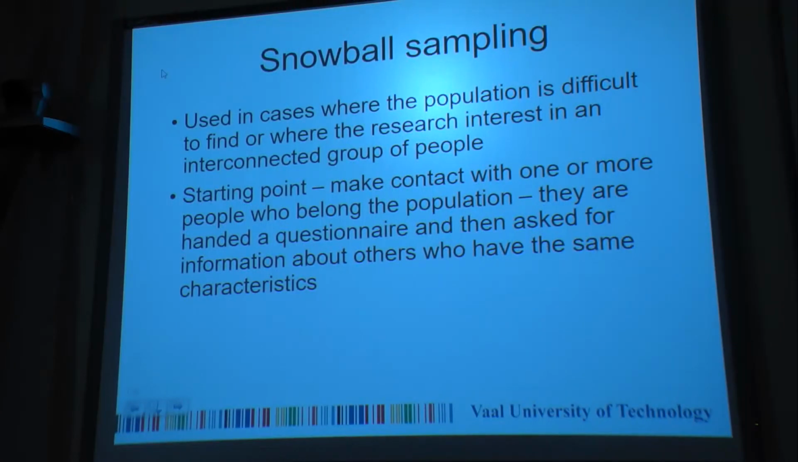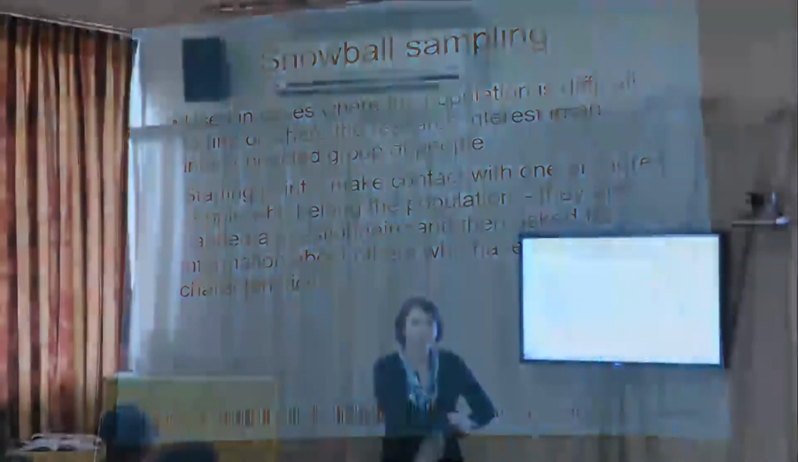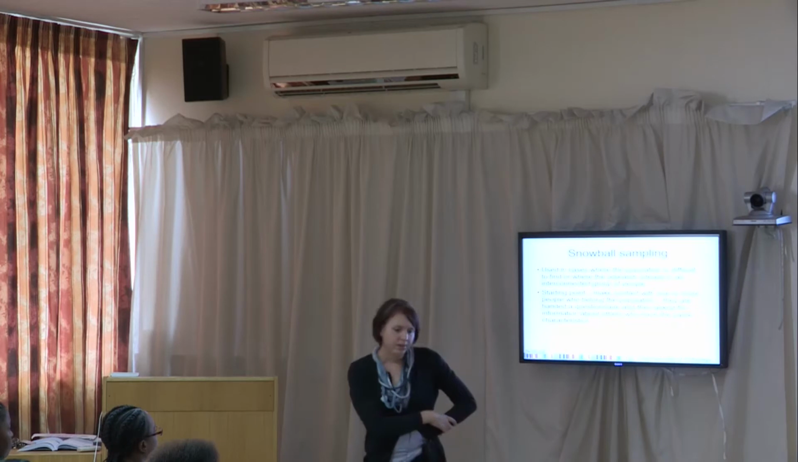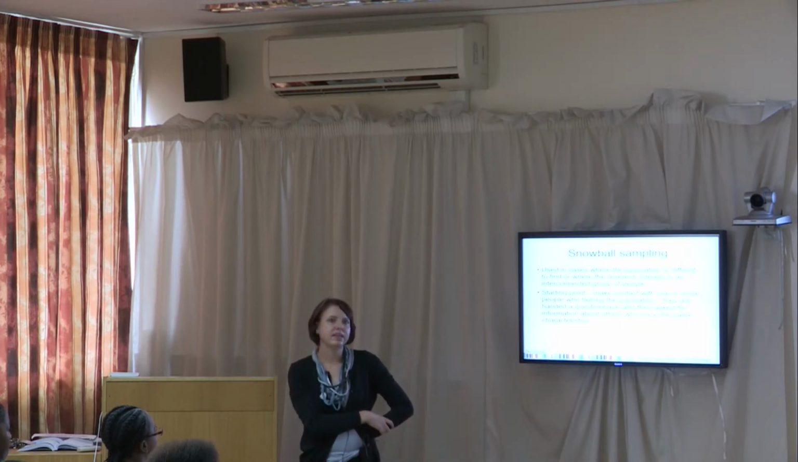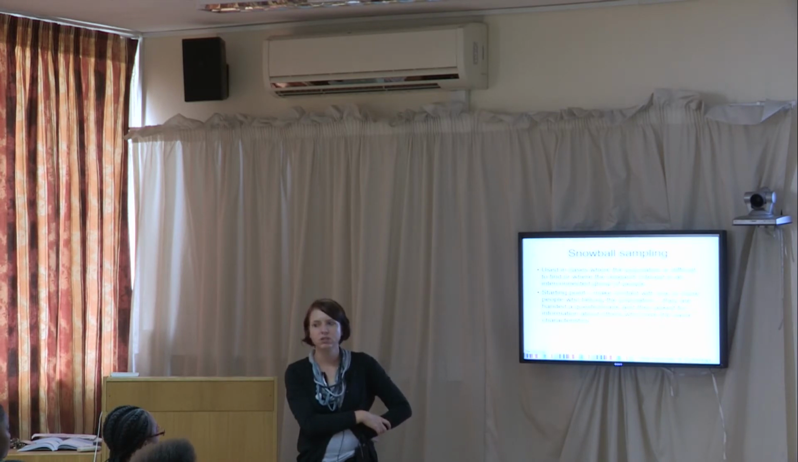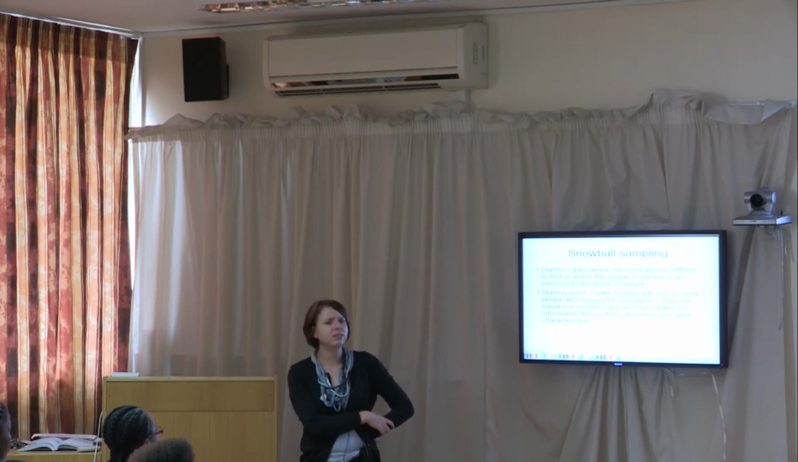It's used in cases where the population is difficult to find and where the research interest is in an interconnected group of people. So in snowball sampling, let's say, for example, I want to understand customer satisfaction at Emerald Resort and Casino. But it's difficult for me to access the resort and to distribute questionnaires at the resort. Now I can think of at least 4 people that I know that have visited Emerald Resort and Casino, and I forward a questionnaire to those 4 people.